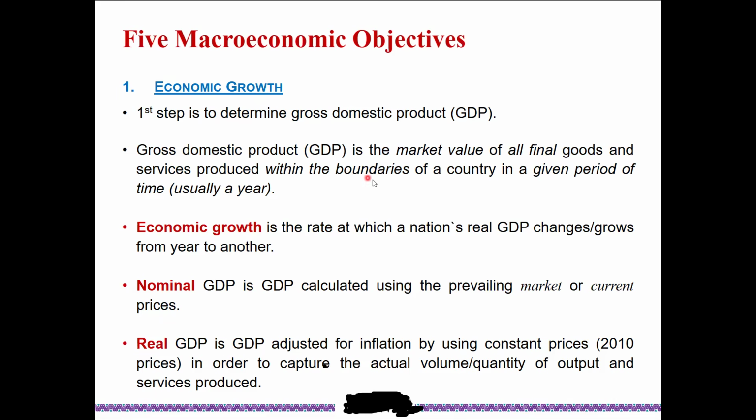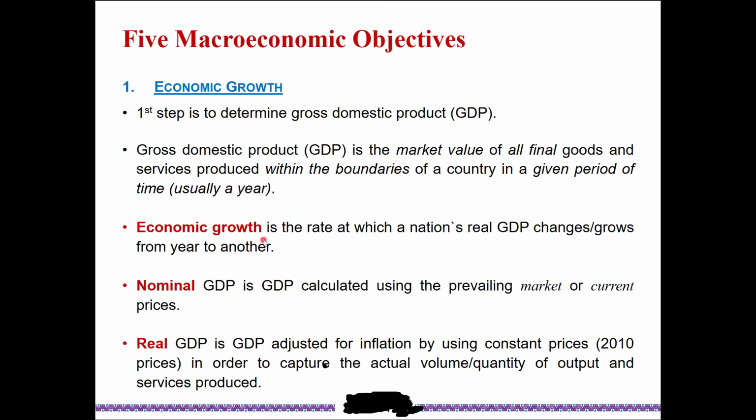Okay, and then they say within the boundaries of a country. So these goods have to be produced within South Africa, right? To calculate GDP, we only include the goods that have been produced within the boundaries of the country, within South Africa, in a given period of time, which is usually a year, right? So GDP is just the market value of all final goods produced within the boundaries of a country in a given period of time, which is usually what? A year.